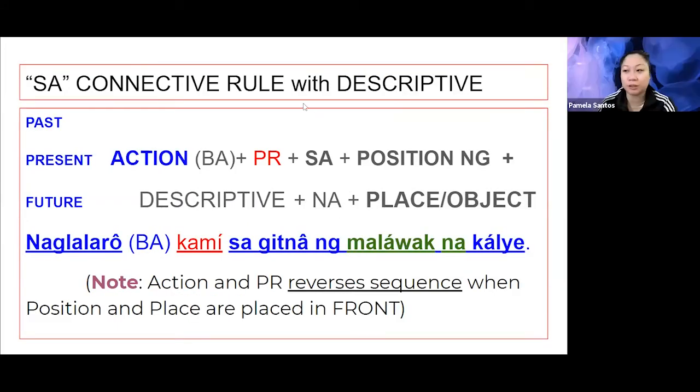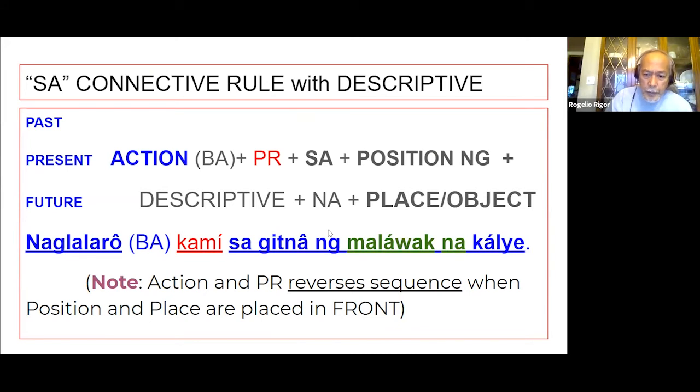Is a good rule that you just don't end on the pronoun? I'm trying to remember what you said before, so you just really don't end on the sila or like. Yes, it's the grammatical rule to follow the action with the pronoun. So naglalaro kami sa gitna ng malawak na kalye. You don't say sa gitna ng malawak na kalye naglalaro kami. No, you get the raised eyebrow there.